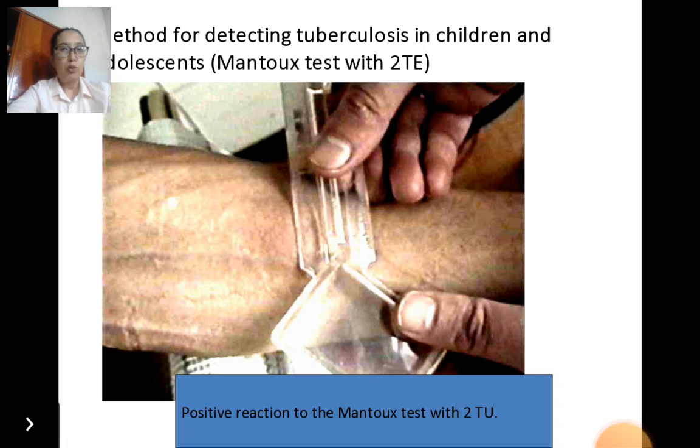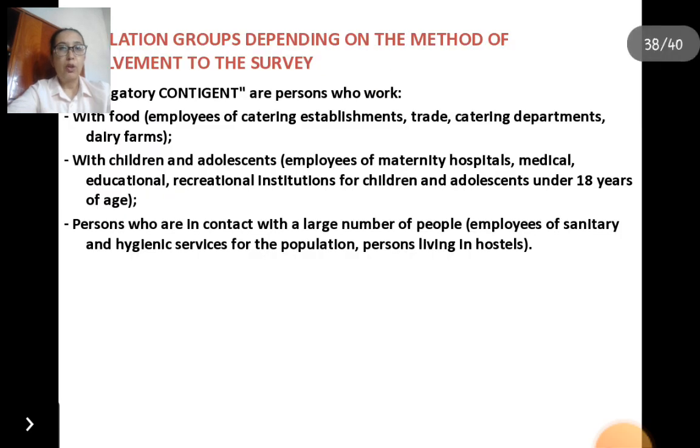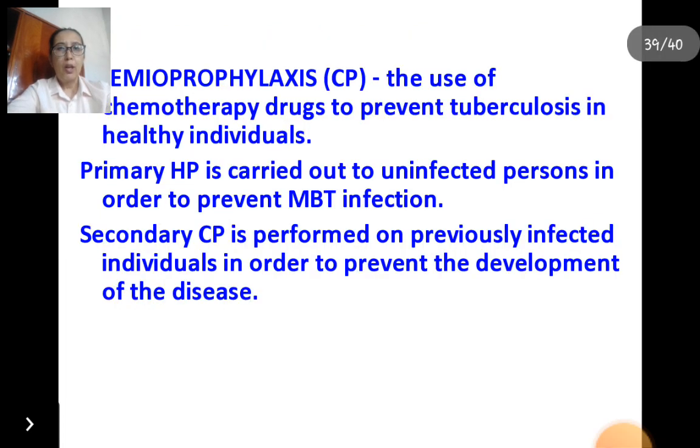Mantoux test with 2 tuberculin units: a positive reaction of the Mantoux test with 2 TU, and groups depending on the methods of improvement of service. Chemoprophylaxis is the use of chemotherapy drugs to prevent tuberculosis in healthy individuals. Primary chemoprophylaxis is carried out in uninfected persons in order to prevent MBT infection. Secondary chemoprophylaxis is performed in previously infected individuals in order to prevent the development of the disease.